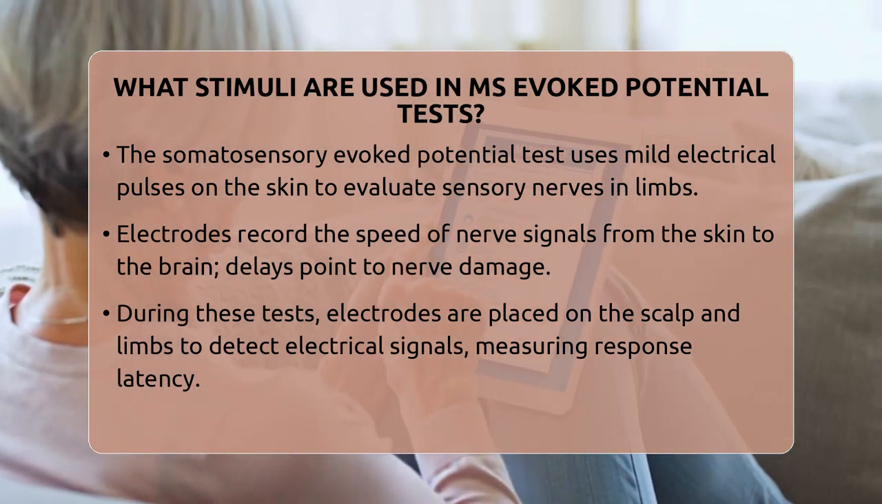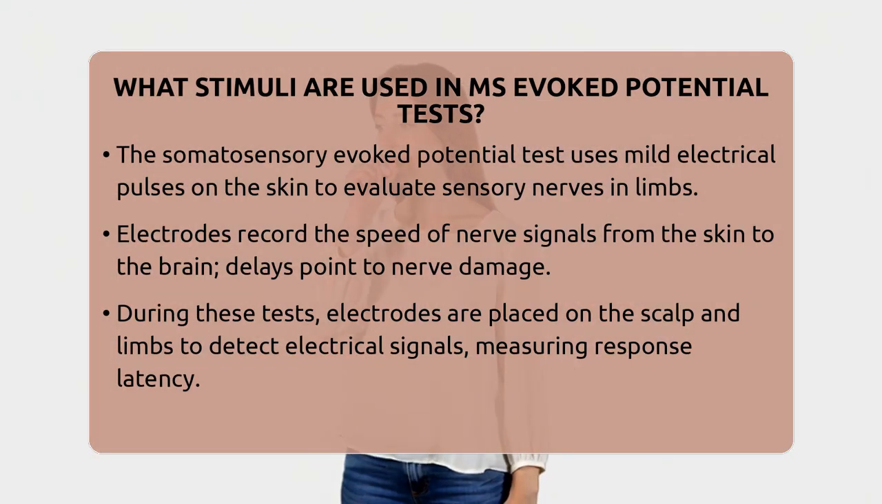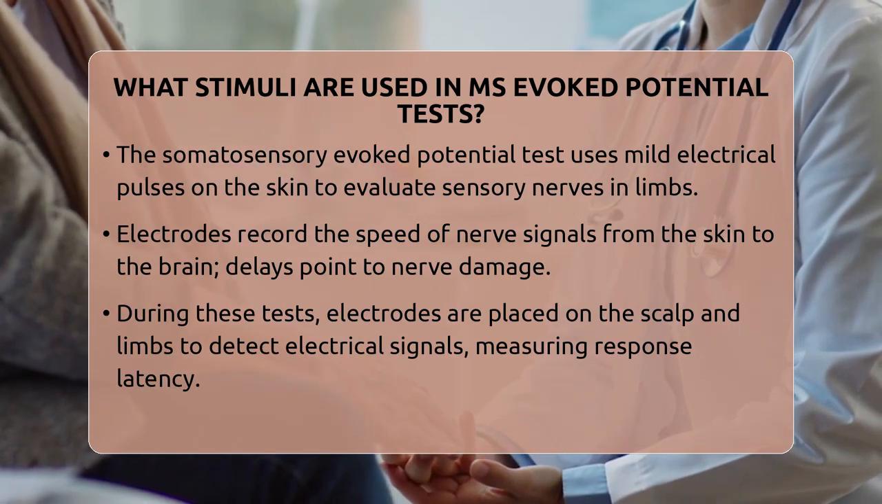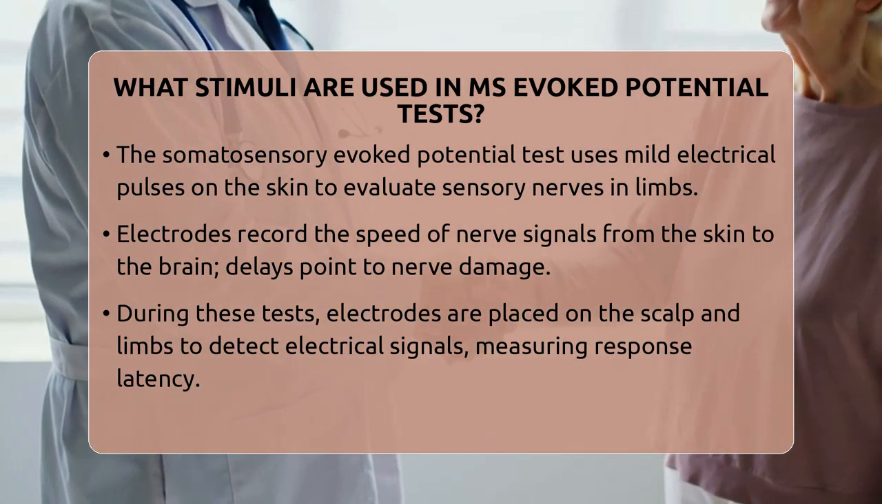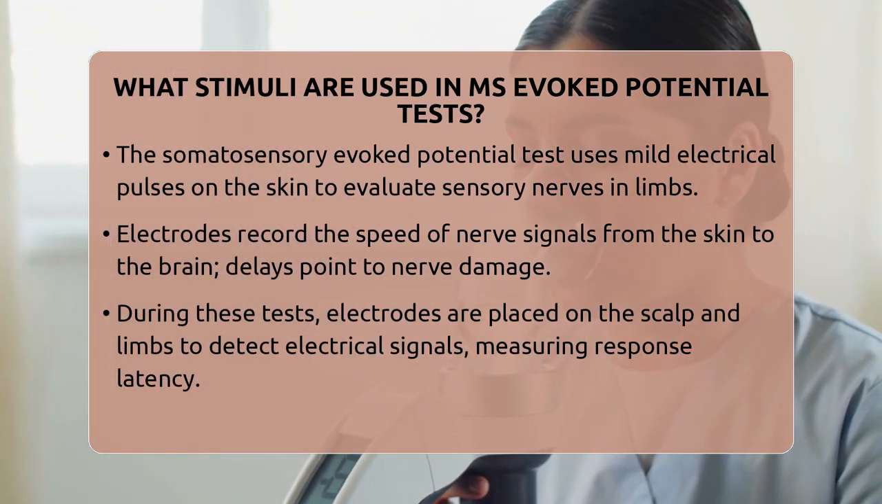During all these tests, electrodes are carefully placed on the scalp and sometimes on the limbs to pick up electrical signals. The stimuli are delivered in controlled ways, visual patterns, sounds, or electrical pulses, and the timing of the brain's response is measured. The key measurement is latency, which is how long it takes for the response to occur after the stimulus. Abnormal latency or reduced response amplitude can suggest nerve damage.